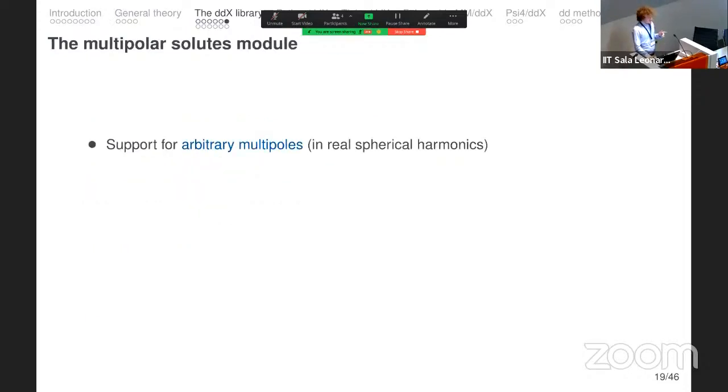And since the expressions for phi and psi and for the forces are analytical for solutes which are made of point multipoles, I thought about creating a module in our library which gives some functionality for arbitrary solutes made of arbitrary multipoles, meaning we have an arbitrarily high spherical harmonics order. We can have dipoles, quadrupoles, octupoles, and so on. But they must be in real spherical harmonics because it's what our library internally uses. So if someone has Cartesian multipoles, there's a conversion step to be performed first.